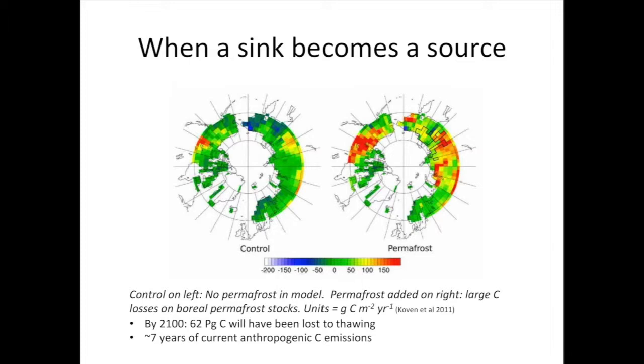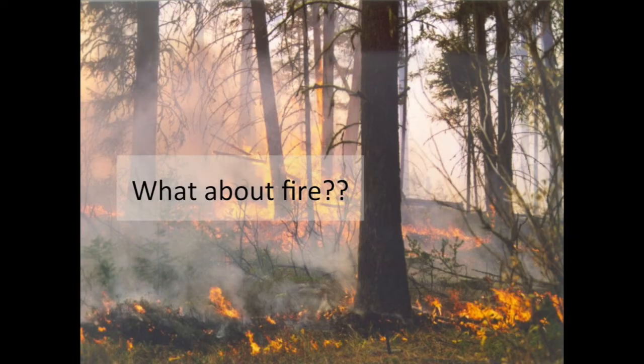Koven published a study a couple of years ago showing here on the left-hand side, without considering the melting of permafrost, and on the right-hand side, the melting of permafrost. This is grams of carbon per meter squared per year, and you can see the level of carbon emissions that are going to be associated with melting of permafrost are extremely high. He estimates that by 2100, about 62 petagrams would have been lost to thawing, about 7 years of our current rates of fossil fuel consumption.